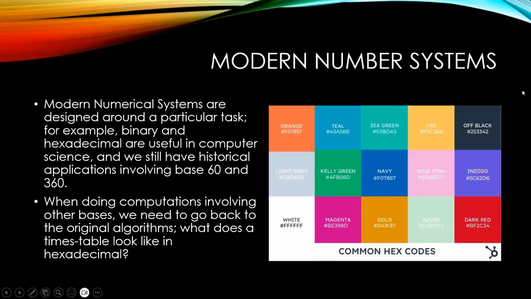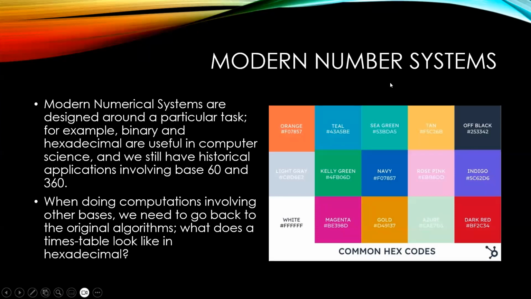We will also be talking about modern number systems. And so modern number systems are designed around particular tasks. I mean, we have our standard number system, our base 10, Indo-Arabic, but we also have other number systems, such as binary or hexadecimal. We see those pop up in computer science. Over to the right are the codes for different colors in hexadecimal.